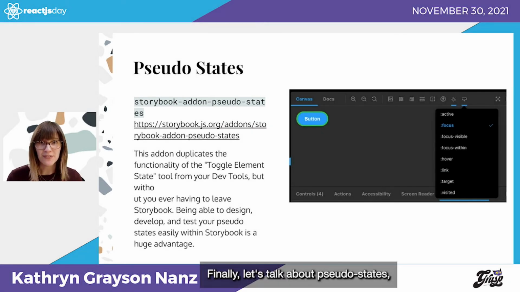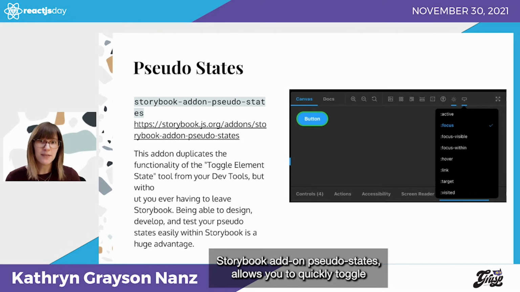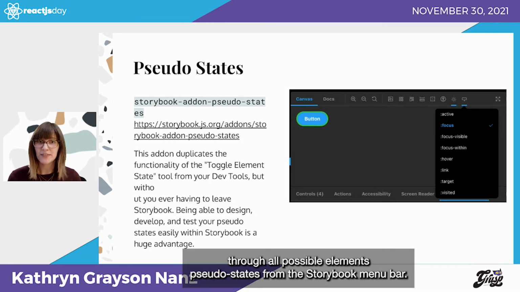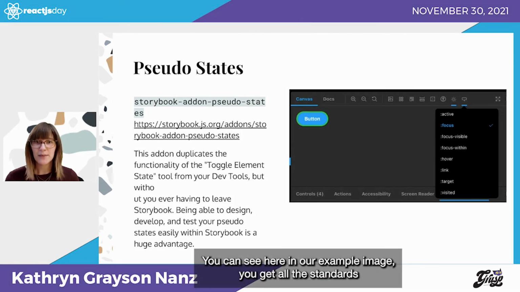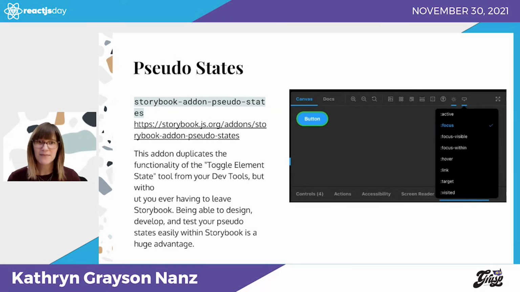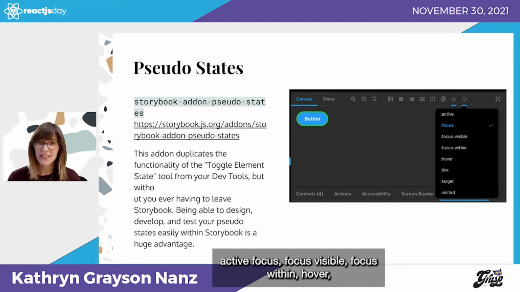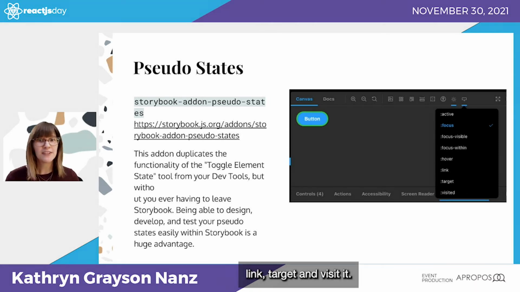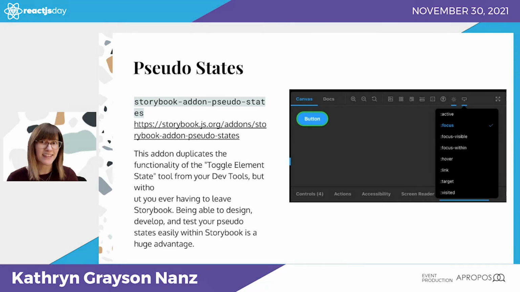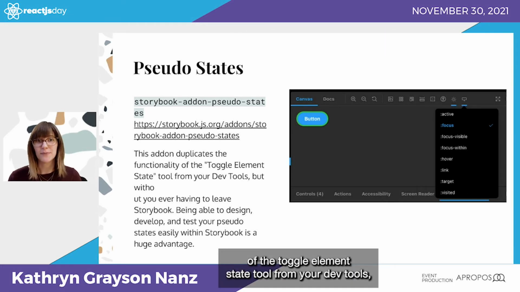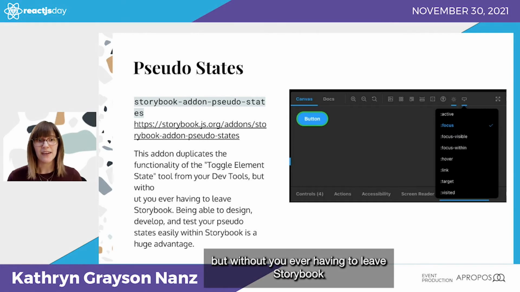Finally, let's talk about pseudostates. Storybook add-on pseudostates allows you to quickly toggle through all possible element pseudostates from the Storybook menu bar. You can see here in our example image, you get all the standards: active, focus, focus visible, focus within, hover, link, target, and visited. So what's this do for you? This add-on basically duplicates the functionality of the Toggle Element State tool from your DevTools, but without you ever having to leave Storybook.